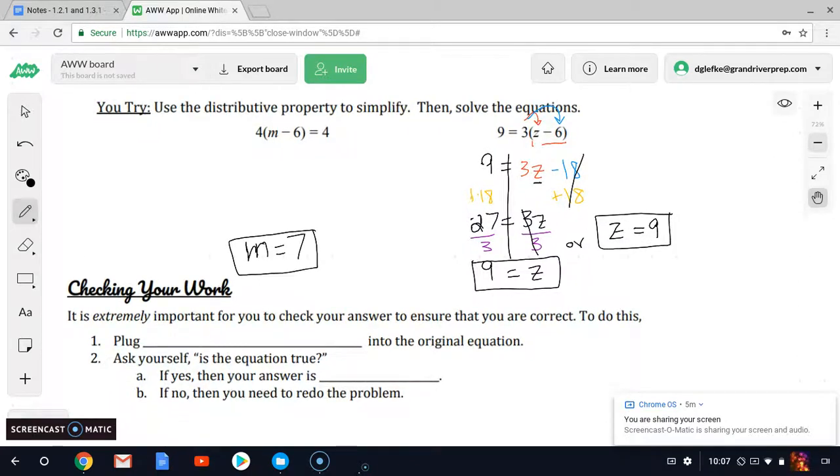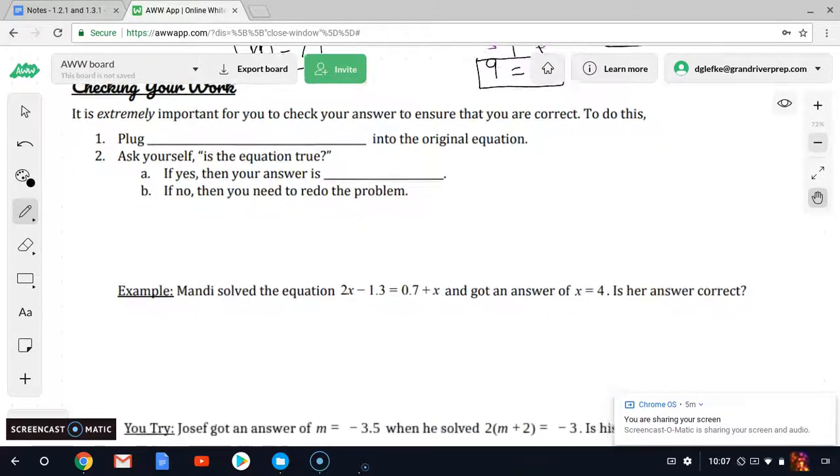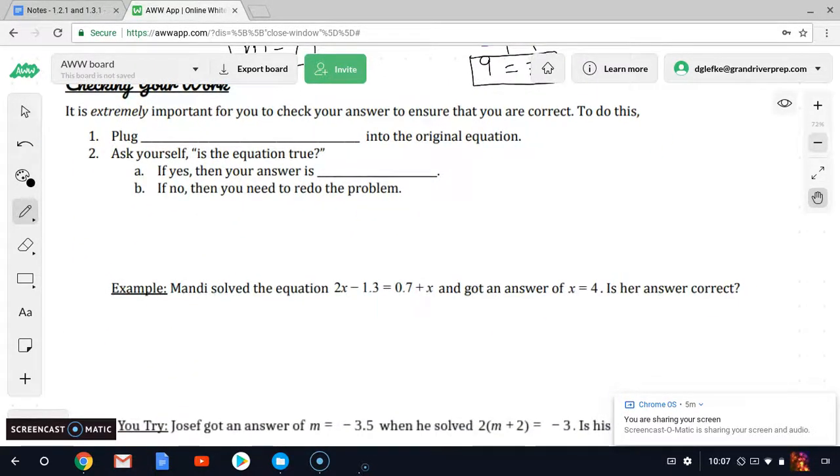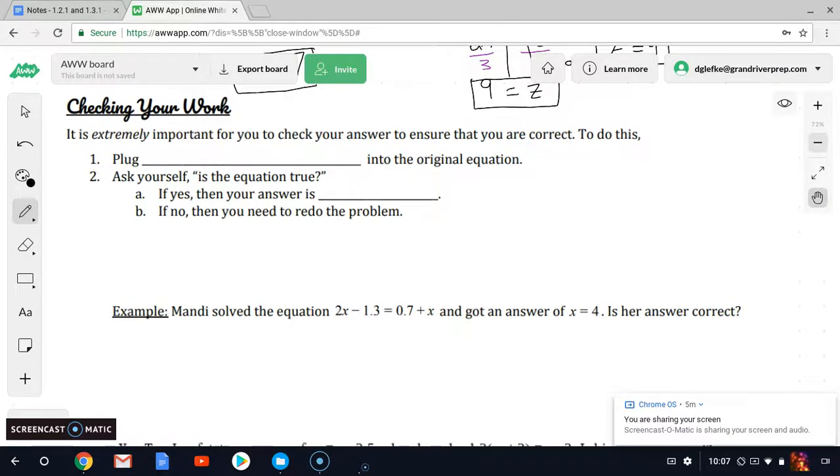All right. So that was the distributive method. Now we're going to go through checking our work. It is extremely important for us to check our work because we want to make sure that we're correct. If we're doing all this work and we don't know that we're correct, then it's kind of silly. So to check our work, we want to plug our solution into the original equation.